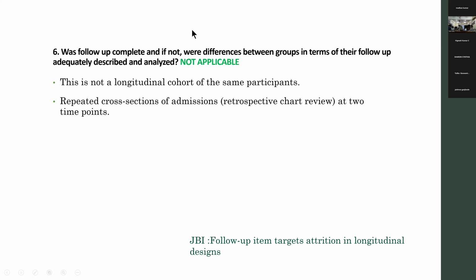The next question was, was the follow-up complete? This is usually how we see it in an RCT: you have a longitudinal cohort, and after the intervention you follow them. This study was not a longitudinal cohort of patients. It looked at multiple cross-sections of multiple admissions, so there was a repeated cross-section. We are worried about loss to follow-up and attrition bias, but that probably will not be applicable in this study.